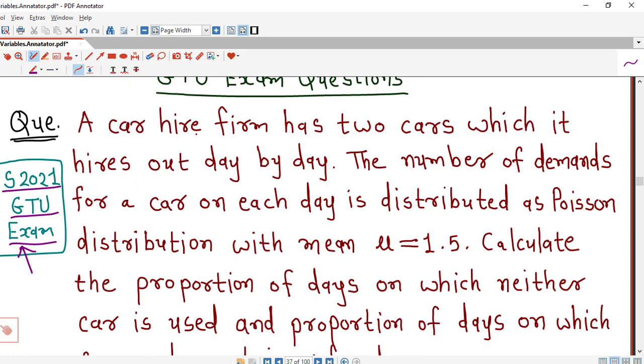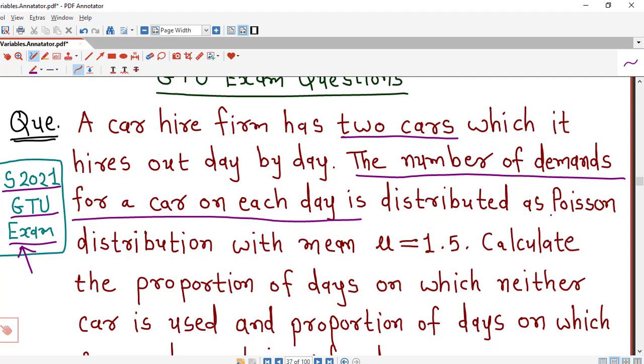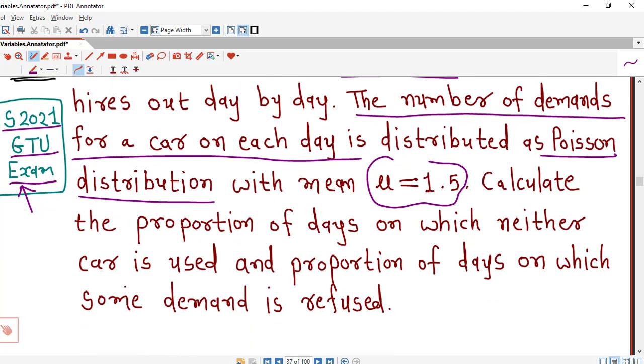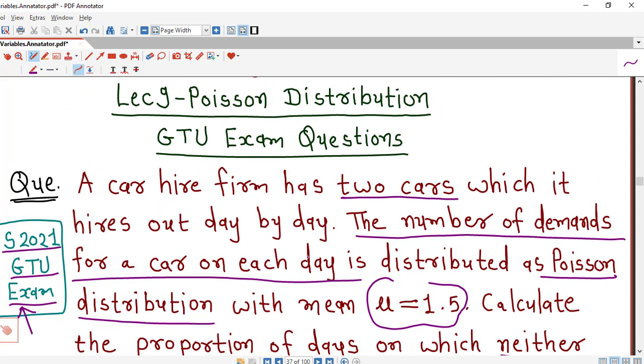It is given that a car hire firm has two cars which it hires out day by day. The number of demands for a car on each day is distributed as Poisson random variable or Poisson distribution with mean mu equal to 1.5. Calculate the proportion of days on which neither car is used and the proportion of days on which some demand is refused.